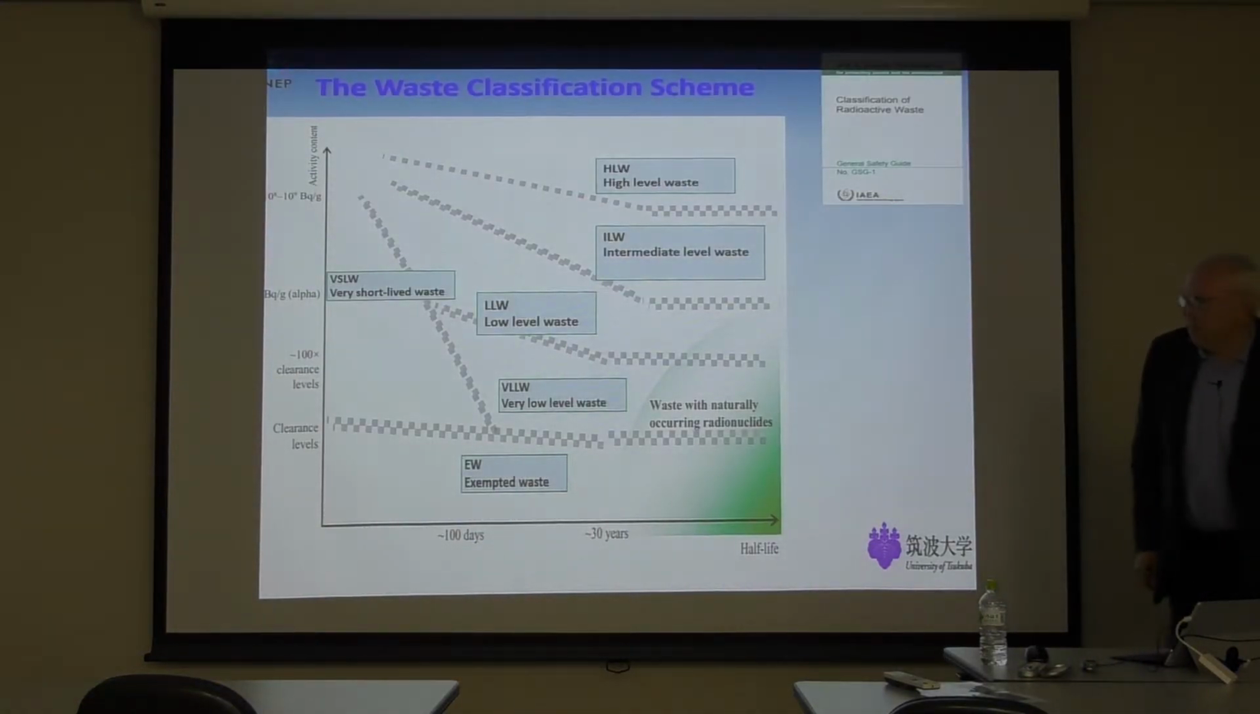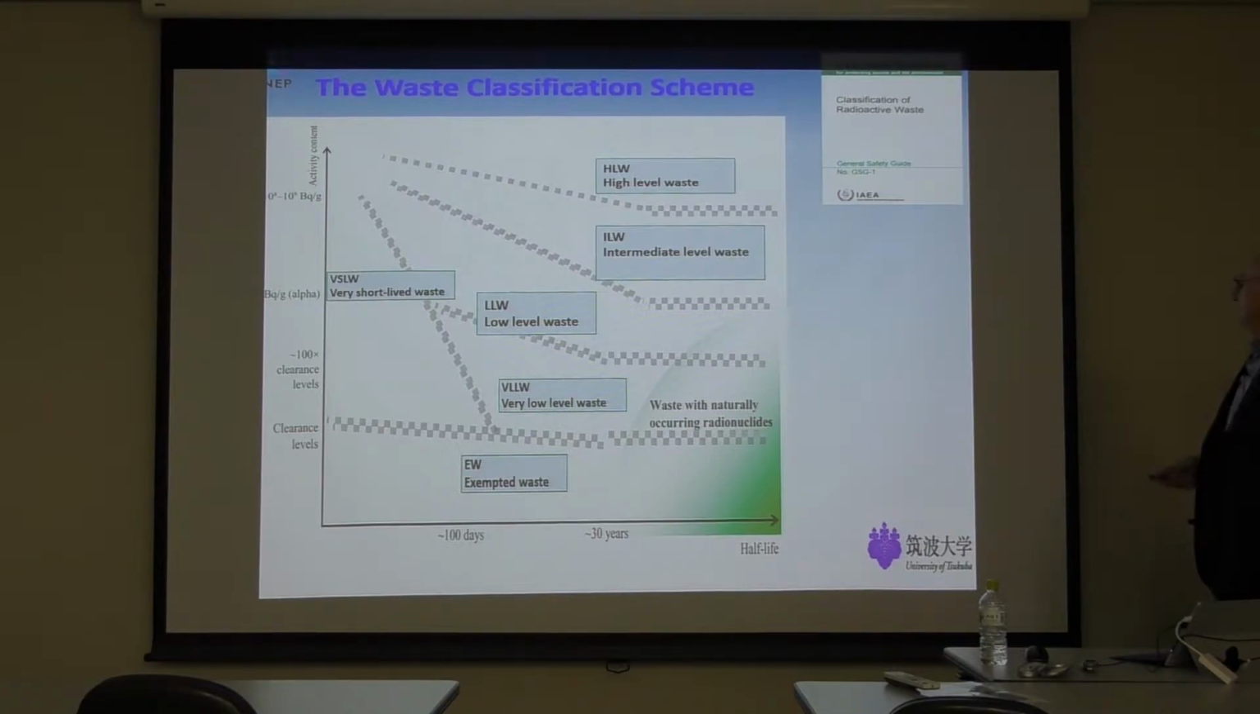So let's have a look at the waste classification scheme. There are a number of classes dependent on the half-life and also on the activity in the waste. First of all, this is high-level waste, and high-level waste is mainly spent fuel or waste from reprocessing. And we have intermediate level waste and low level waste and very low level waste and very short-lived waste.